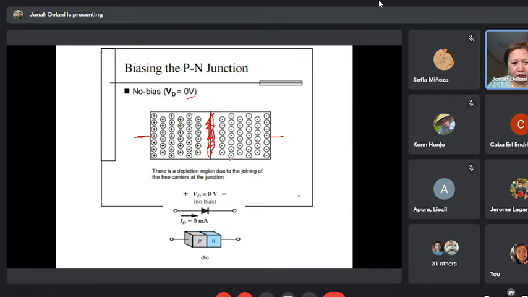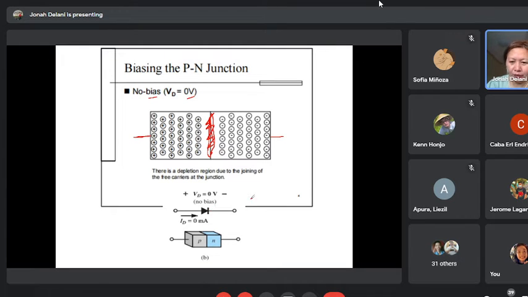Okay, that is the illustration. Bias means applying a DC voltage. No bias means zero voltage. This is the symbol. If we look at an electronic diagram and we see this, this is the diode. That's the diode. It is a P-type and N-type material joined together.